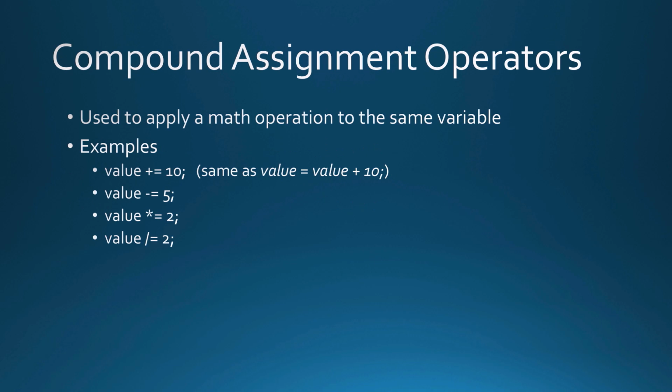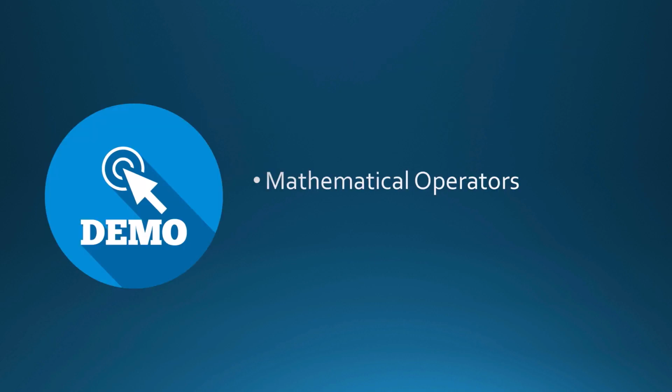In C#, we also have compound assignment operators that are used to apply a math operation to the same variable. For example, value plus equals 10 is the same as value equals value plus 10. And in all the other ones too, value minus equals 5, value times equals 2, value division equal 2. Let's take a look at the mathematical operators in C#.